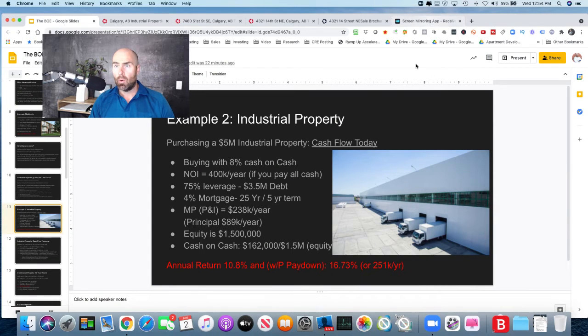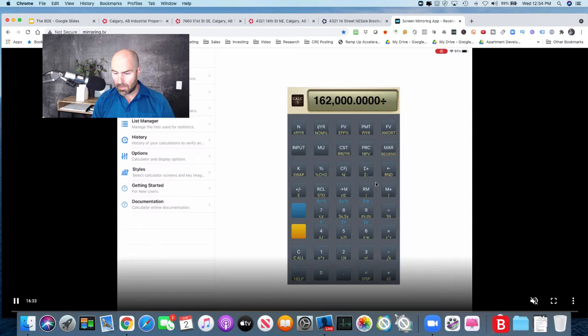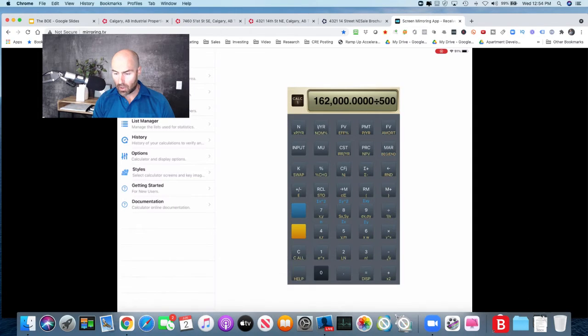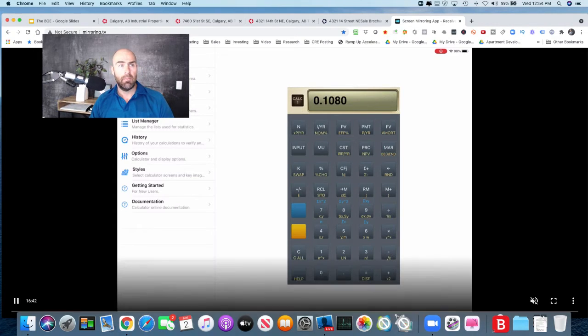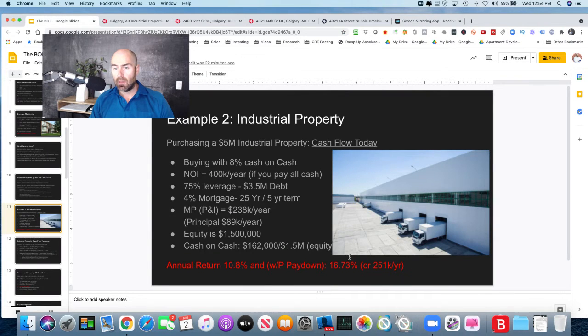And then if you want to take that one step further, you say, what's my actual cash on cash? You divide it by the initial equity that you put in, which is 1.5 million. Boom, 10.8%. All right. So now if you want to calculate how much it is with your principal pay down, you would just go 162 plus the $89,000, and that's going to equal 16.73% or 251. Okay. So that is a snapshot on year one.